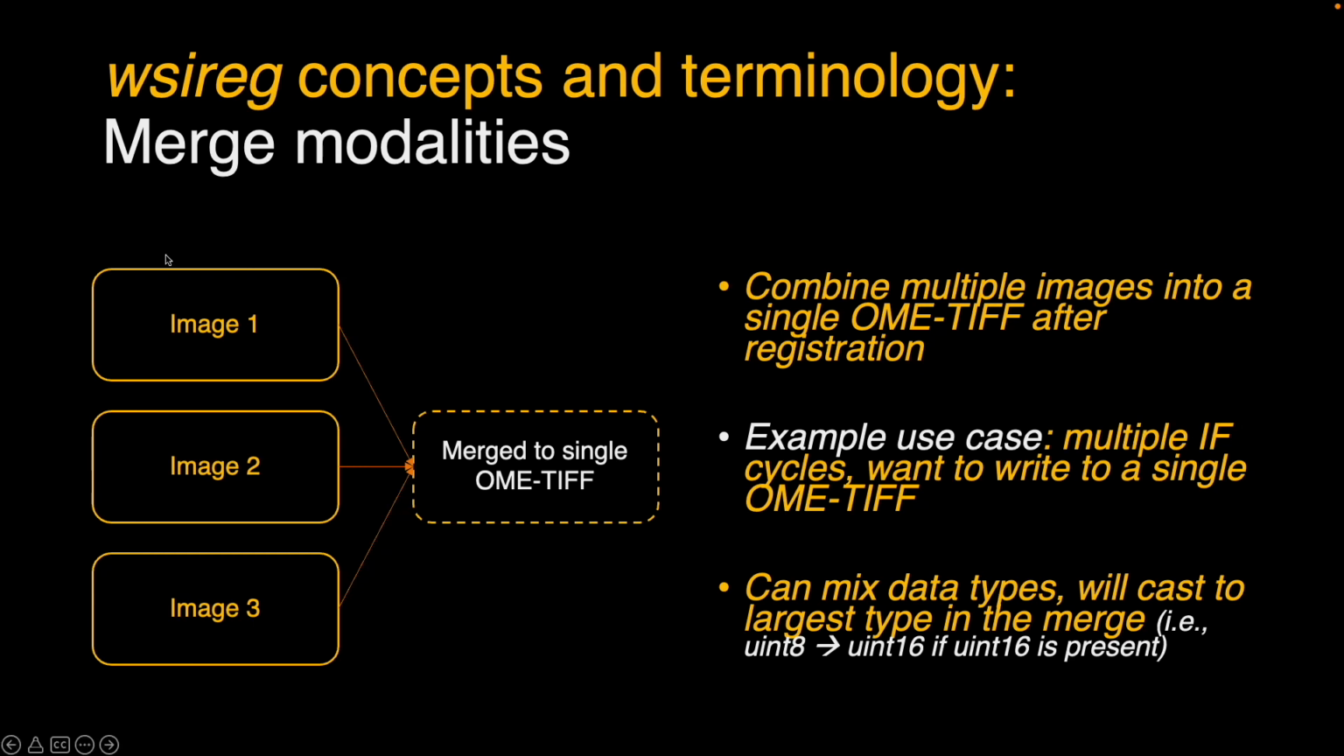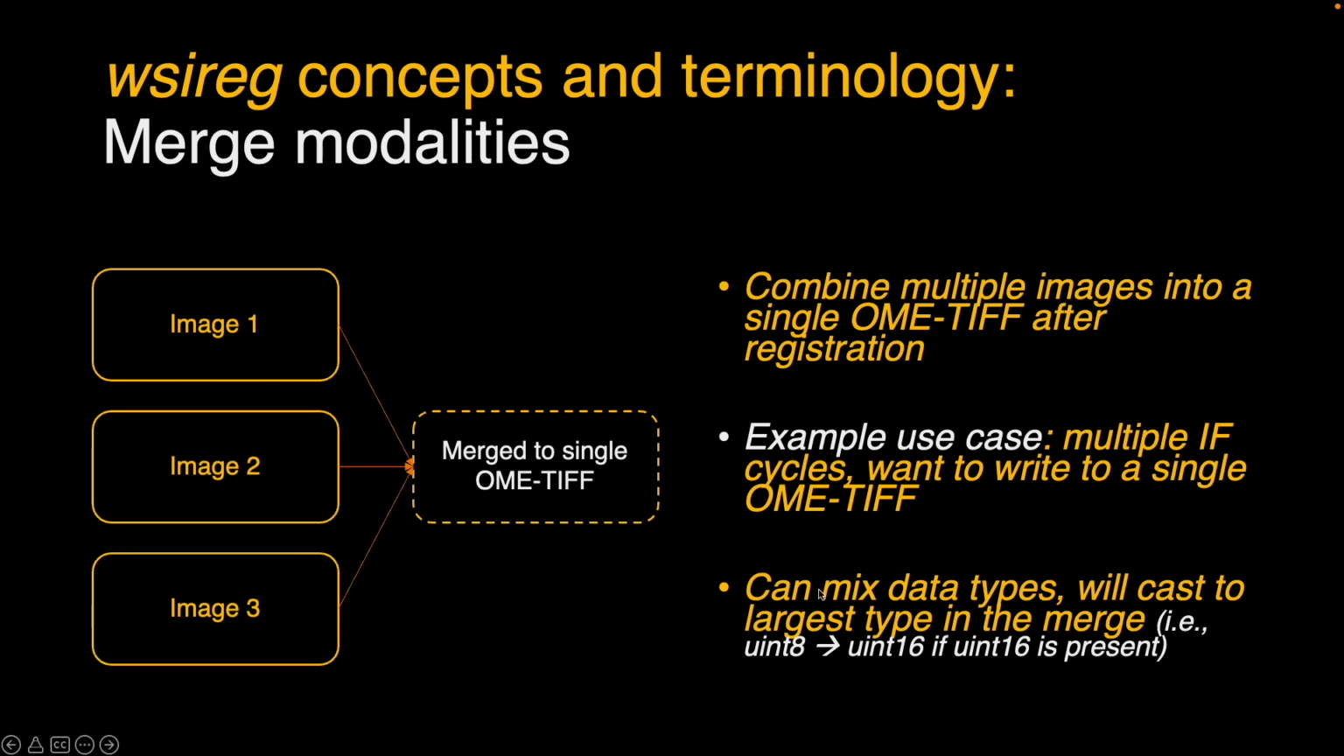The merge modality is the concept of taking multiple images and saving them to a single OME TIFF. The classic example here is multiplex immunofluorescence, where you have multiple images of immunofluorescence, and you want to combine them into a single image so that you could more easily overlay that data and blend it with different channels.